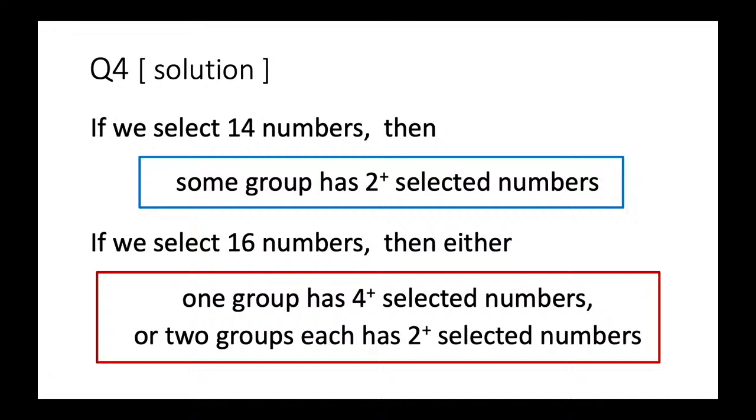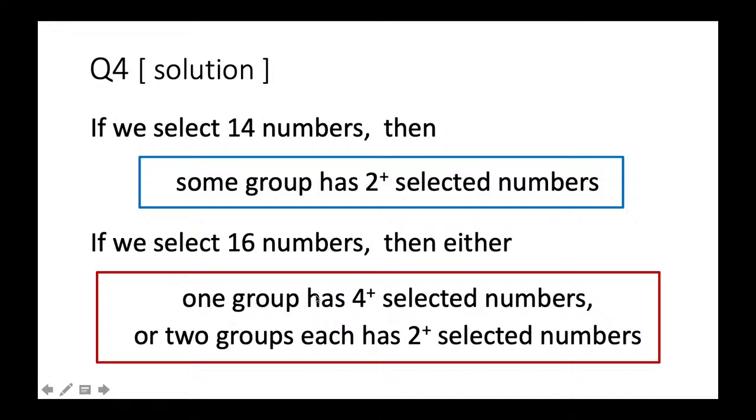If we go one step further, suppose that we are selecting 16 numbers, then what will happen? Either one of the groups will have four or more selected numbers, or we need to have two groups, each of which has two or more selected numbers, because otherwise there are at most three numbers in one group. Actually, how many numbers do we have? We have 16 numbers, and we have 13 groups.